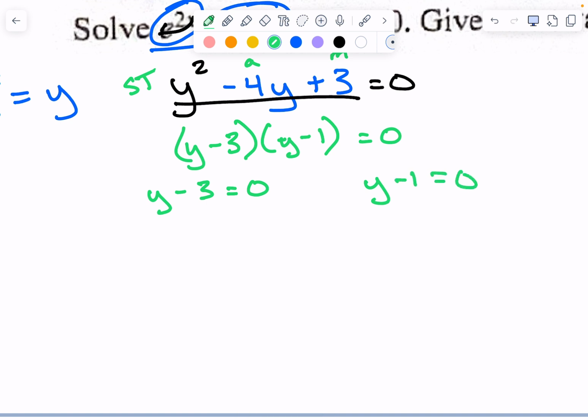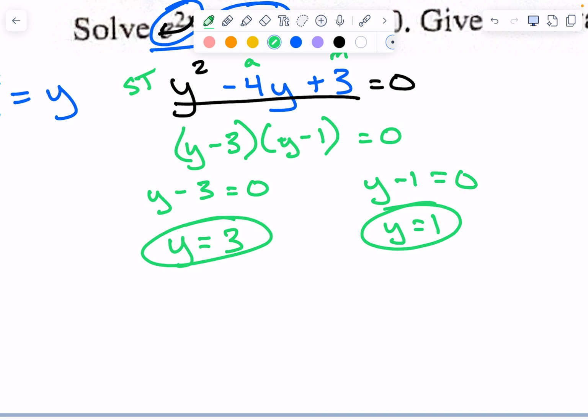And then I would say that y equals 3 and y equals 1. That's how I would do that, and those would be my two answers. Do we see how we get there from there? But here's the deal, just wait. Do we see how we get to there from there?